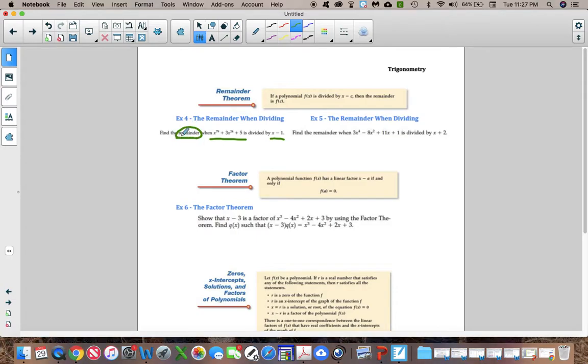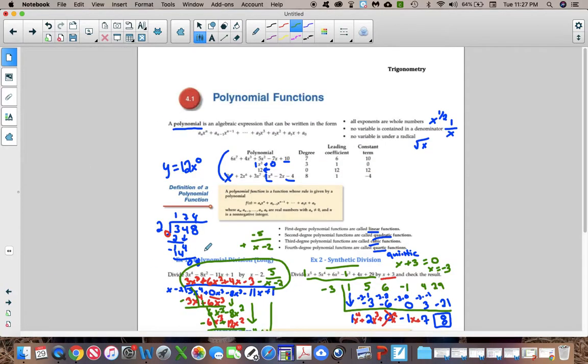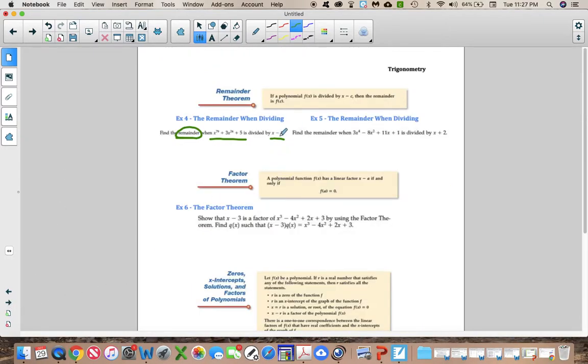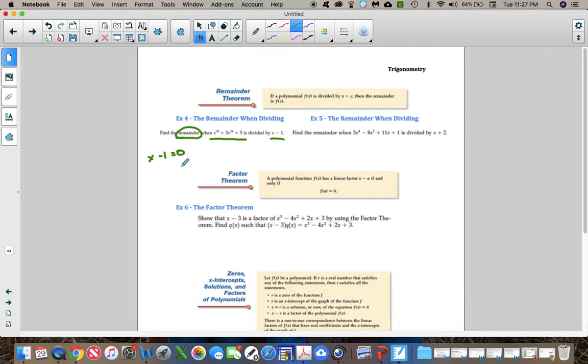So, finding the remainder, if we go back to this guy, the remainder here was -5. The remainder here was 8. Is there a way of finding that without actually doing the long division? Yes, there is, and here is how you do it. So x minus 1, kind of like in synthetic division, you take x minus 1 and you set it equal to 0. And x is equal to 1 then, okay?